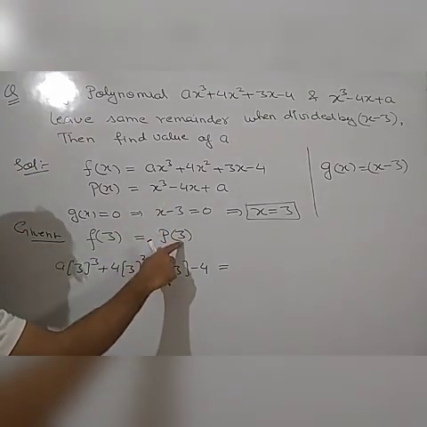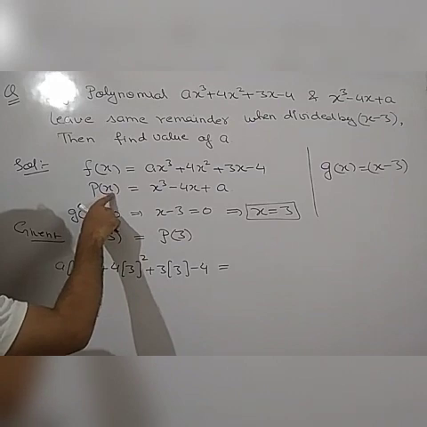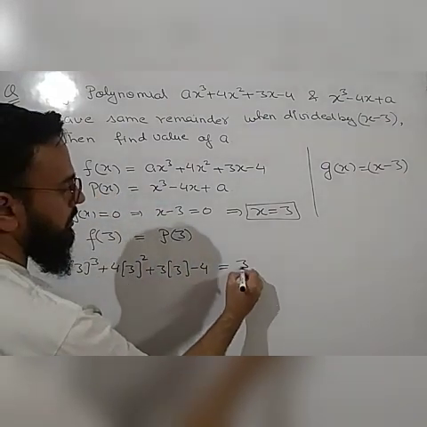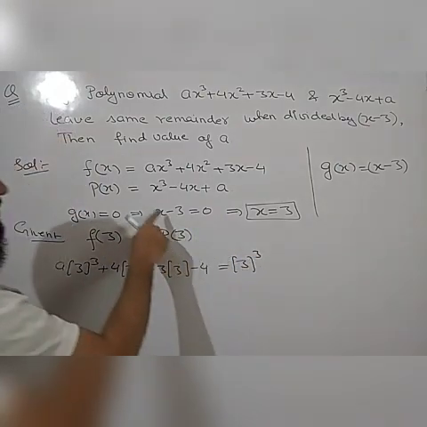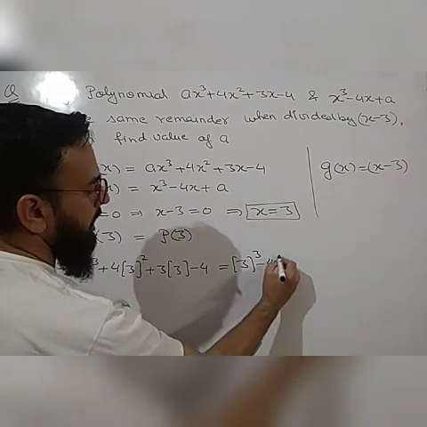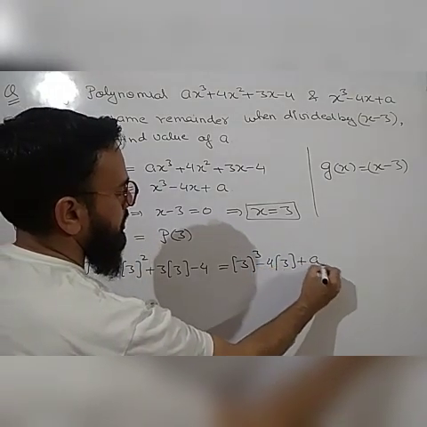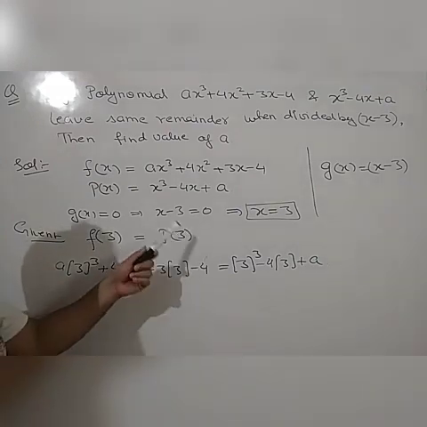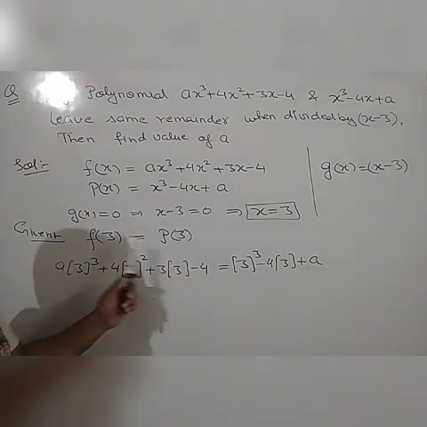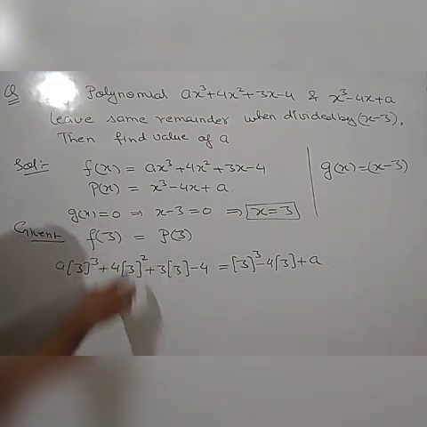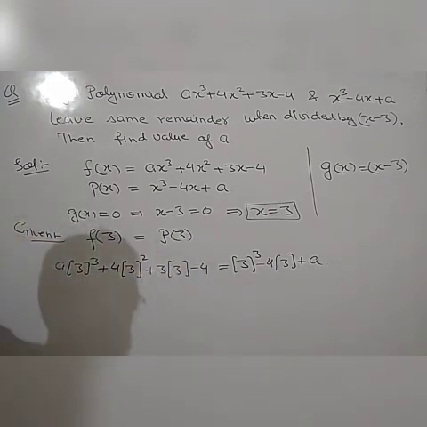So putting the value of x at the place of p of x, we will be getting 3 cube. At the place of x we are putting 3 in p of x. 3 cube minus 4 into 3 plus a. Since we are given that both the polynomials have the same remainder, we have put the remainder the same, and putting these values, now solve both the equations.